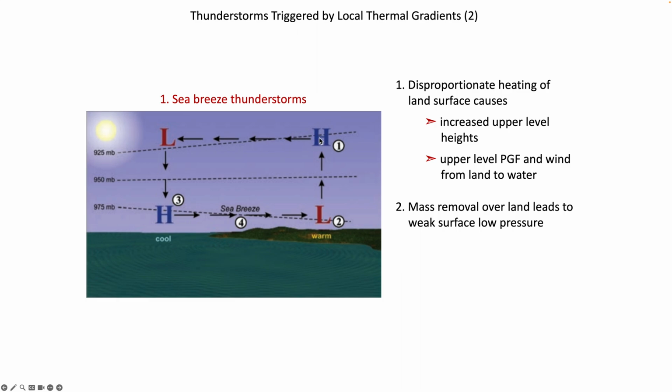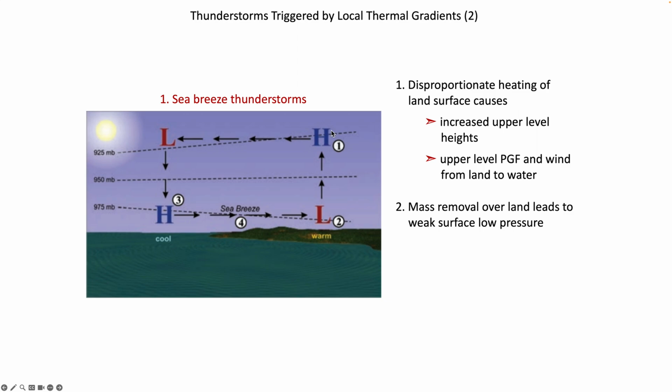Now keep in mind that this is a pretty small scale phenomenon. We're talking about a circulation that may only be 5, 10, 15 miles in length. And so the Coriolis force really doesn't come into play here. The air pretty much blows at 925 millibars directly from land to water.